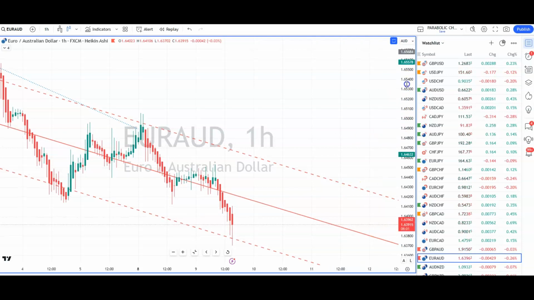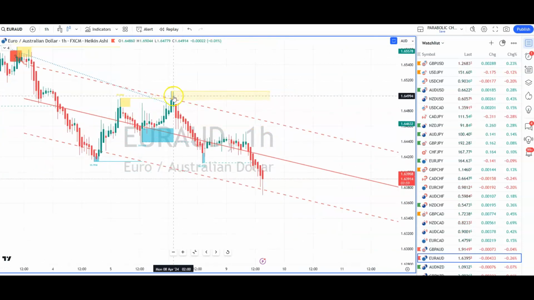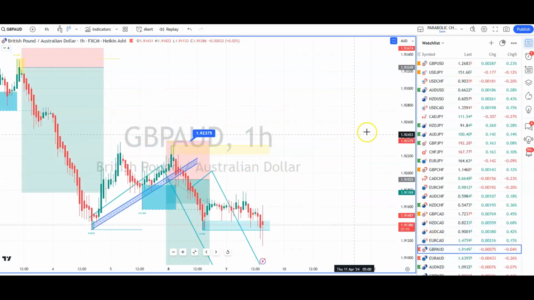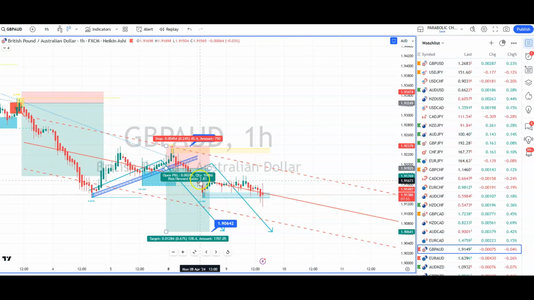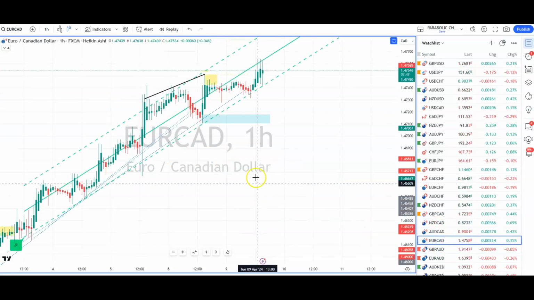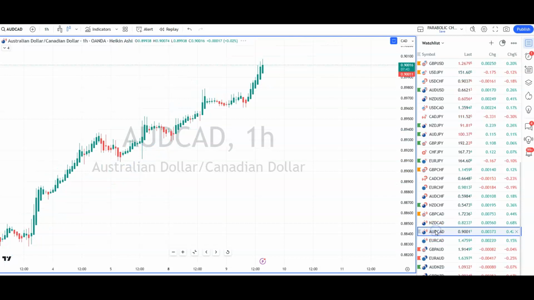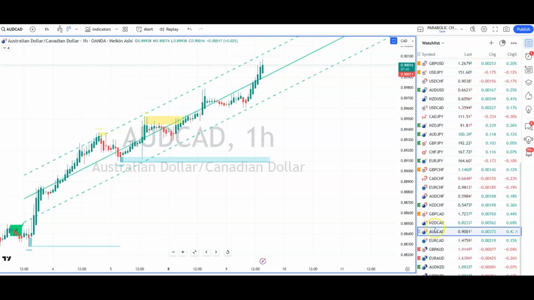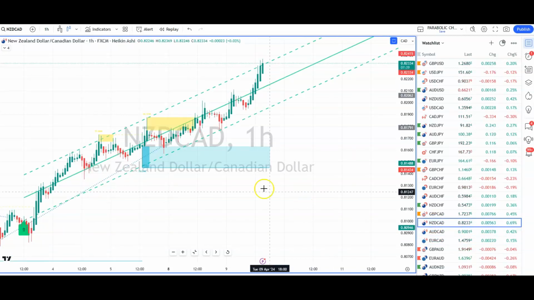Euro Aussie, I'll show you a few more of these as we go. Yellow zone sitting on a resistance area. Pound Aussie, done this one earlier as well. Done yellow zone sitting on a resistance area. Euro Canadian. You get the picture. Very powerful charts.